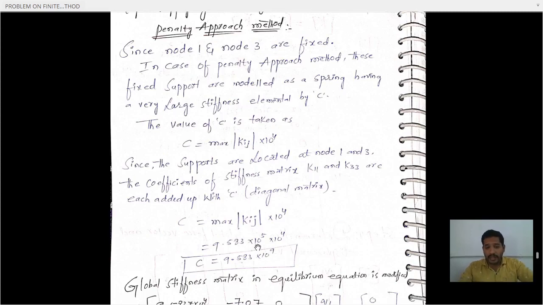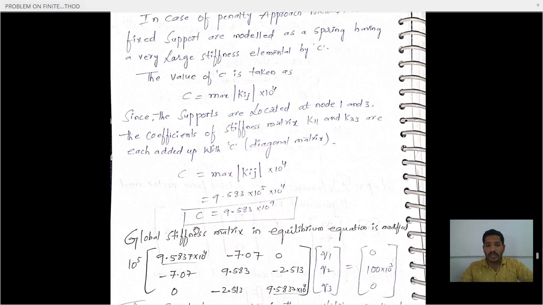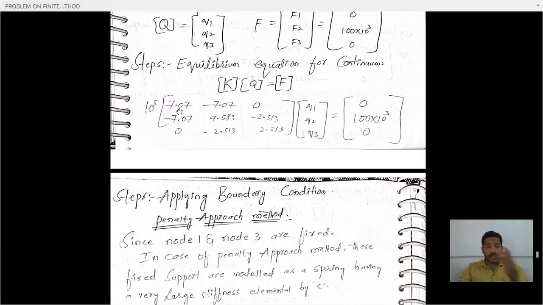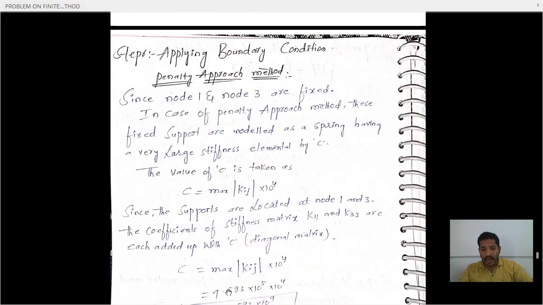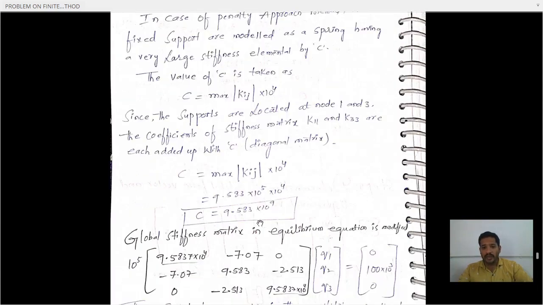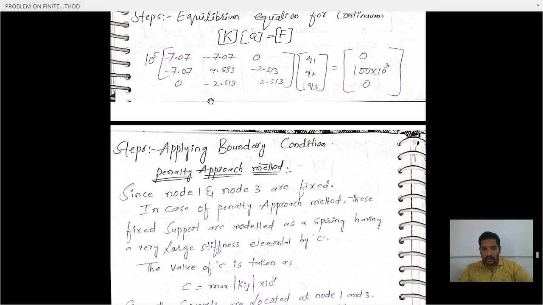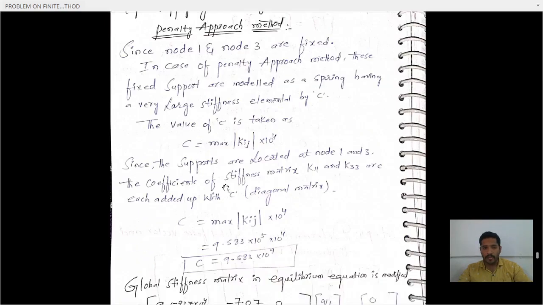If the bases are the same, the powers should be added. 5 plus 4 should be 9. So that is the value of C, the coefficient of the stiffness matrix, or we can say the diagonal matrix. After getting the C value, you need to replace it in the above matrix: 7.07, here also 7.07, sorry, 2.513. We have to replace this value, which one? 9.583 into 10 power of 9 here. Here also.